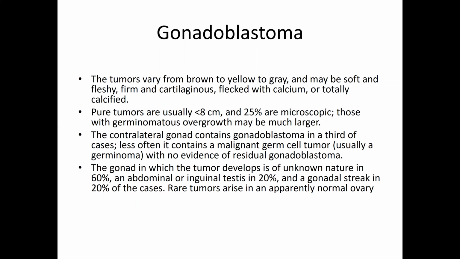A gonadoblastoma is one of these tumors that can occur in this setting that has, in its pure form, usually a small size, oftentimes even just microscopic, but may have some overgrowth of a germ cell type lesion and tend to be bilateral in this setting. Of note, the contralateral gonad contains gonadoblastoma in only a third of the cases, but it may contain a malignant germ cell tumor, such as a Dysgerminoma, without evidence of residual gonadoblastoma. So you find one of these, and you really want to make sure you've looked very, very carefully at the other gonad, and oftentimes excise it prophylactically.